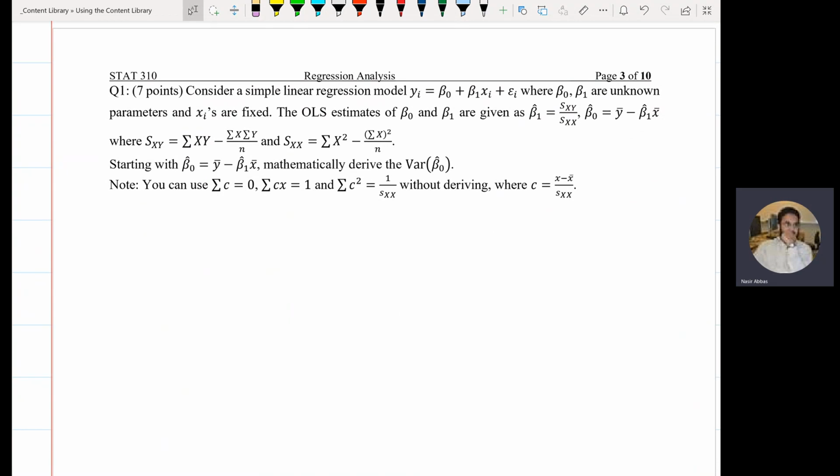Now, this is how the details of the questions will be given to you. Read these details. It says that you consider a simple linear regression model with one predictor, yi equals beta naught plus beta 1 xi plus epsilon, where beta naught and beta 1 are the unknown parameters and xi's are the fixed variables. The OLS estimates for beta naught and beta 1 are given as this. Starting with beta naught equals this, mathematically prove the variance of beta naught hat. Derive the variance of beta naught hat. So this is what is required.